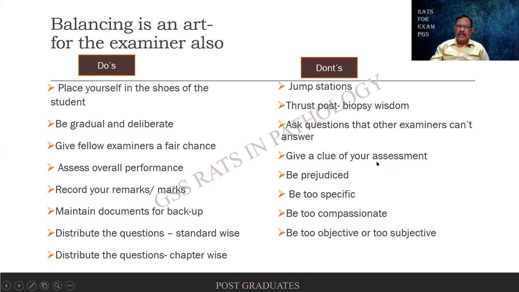You should not actually give a clue regarding the assessment. You're doing well, fine, keep it up, etc. Should not be done. They should not be prejudiced, be too specific or too compassionate also. Don't worry, it is a problem for all. Such things should not be said. And they should not be too objective or too subjective. These are all certain things for the examiners.